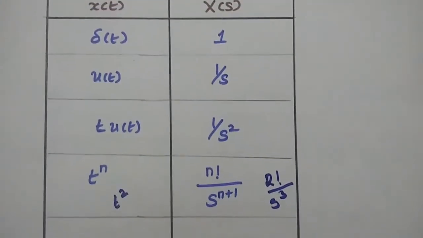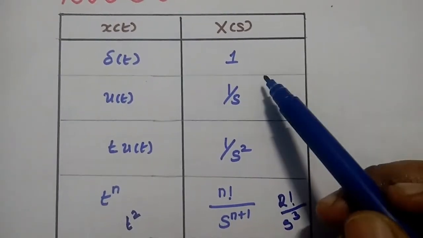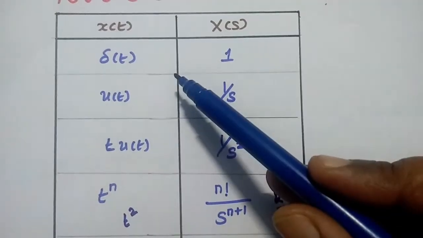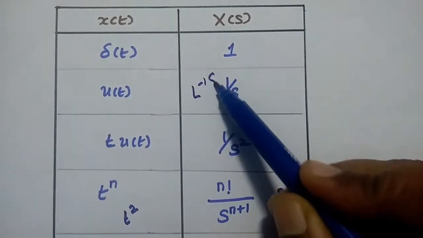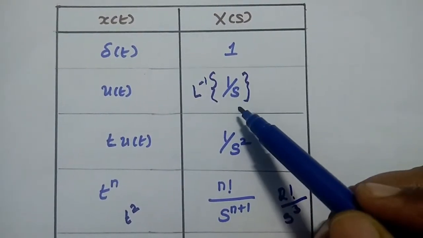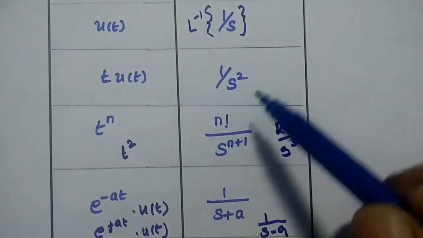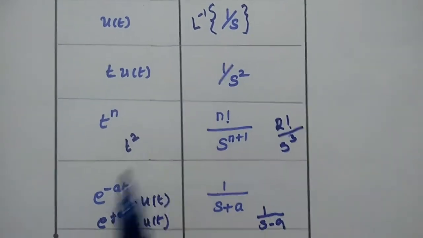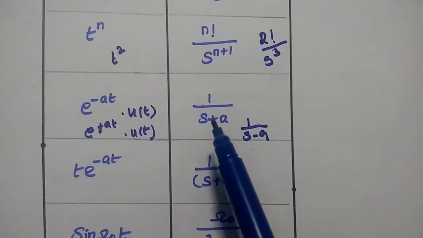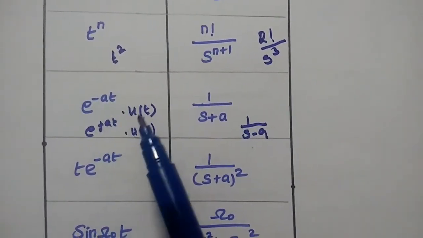So you have to remember all these transform values, because in the solution of differential equation, in the last step, we are going to convert the Laplace transform into its original signal in time domain. For example, in the similar way, what is the value of the inverse Laplace transform of 1 by s? The inverse Laplace transform of 1 by s is nothing but u of t. Likewise, 1 by s squared. Inverse Laplace transform of 1 by s squared is nothing but t into u of t. Suppose, what is the inverse Laplace transform of 1 divided by s plus a? It is e power minus at.